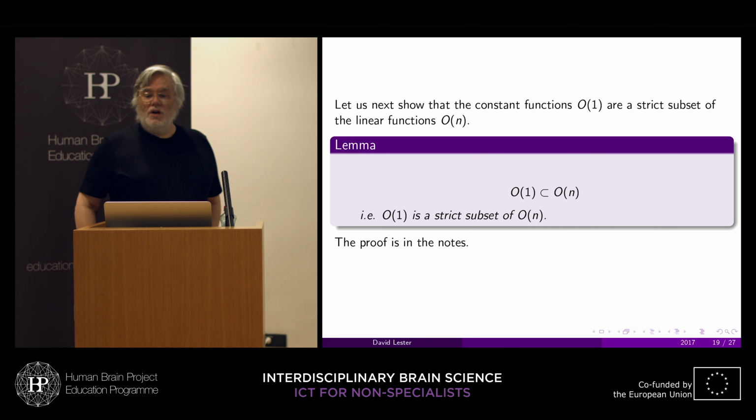The next thing we can do is show that there's a strict hierarchy being induced on these sets. So the set of constant functions are a strict subset of the linear functions. And here, again, if we expand out the definition of the big O notation and fill in the correct values here, everything works correctly. And the proof is in the notes.